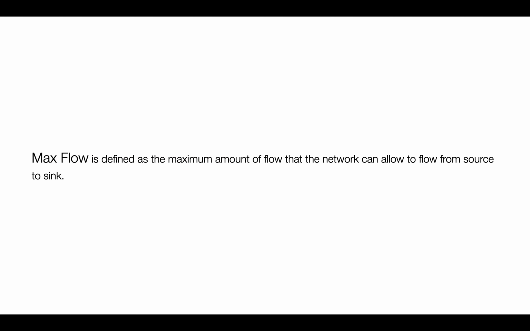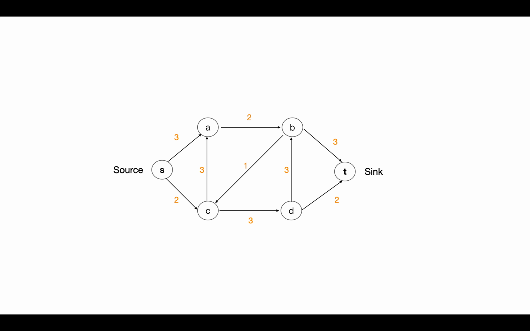Max flow, as the name suggests, is defined as the maximum amount of flow that the network can allow to flow from source to sink. So the prompt is we're given this graph, this flow network, and we have to maximize the flow through this network from source to sink. So we're gonna go step by step, but there are a few basic observations to be made.